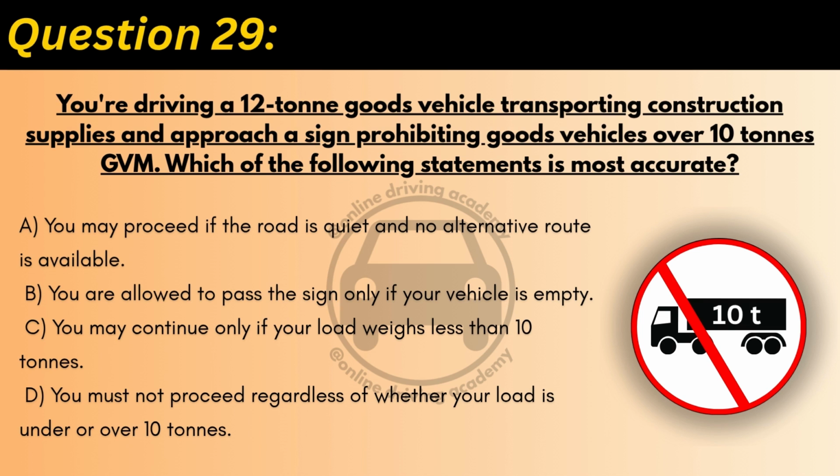Question 29. You are driving a 12-ton goods vehicle transporting construction supplies and approach a sign prohibiting goods vehicles over 10 tons GVM. Which of the following statements is most accurate? Is it option A, you may proceed if the road is quiet and no alternative route is available? Is it option B, you are allowed to pass the sign only if your vehicle is empty? Is it option C, you may continue only if your load weighs less than 10 tons? Or is your answer option D, you must not proceed regardless of whether your load is under or over 10 tons?